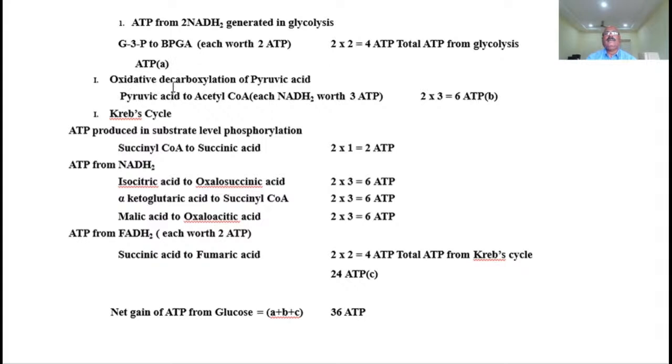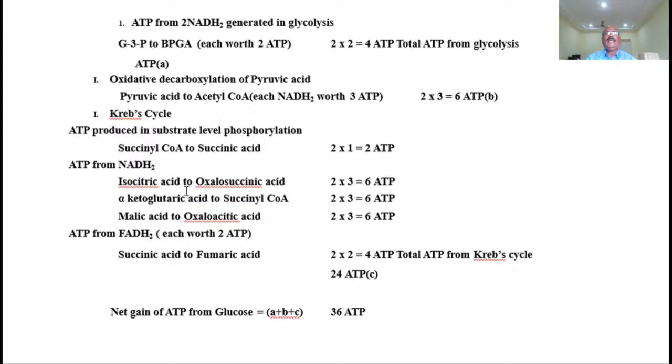Next, oxidative decarboxylation of pyruvic acid, that means pyruvic acid to acetyl coenzyme A. Here two NADH2s will be formed. Each NADH2 is equal to 3 ATPs, so 6 ATPs. ATP produced in substrate level phosphorylation: succinyl coenzyme A to succinic acid, 2 ATPs.